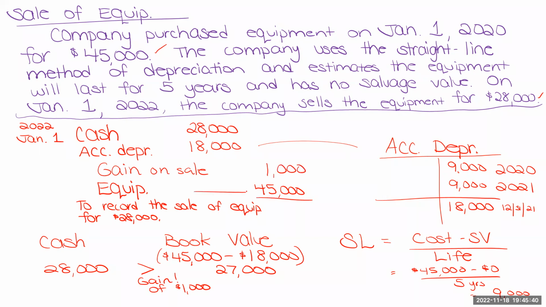If you add up your debits and your credits, we should get the same on both sides. Yay! You prepared a journal entry to record the sale of a plant asset. And you are done with Chapter 11.